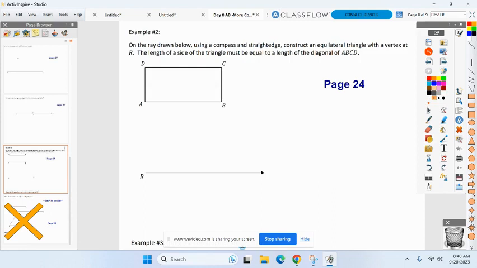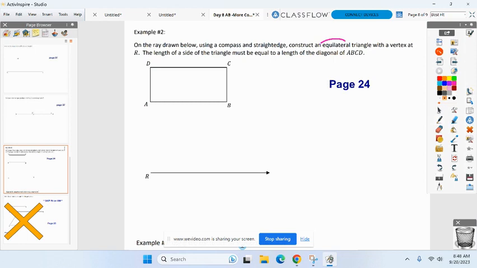Equilateral? What do you got for it? All the sides are the same. Yeah, all the sides are the same. So we're going to make a triangle where all the sides are the same. Same length, right? All sides congruent.